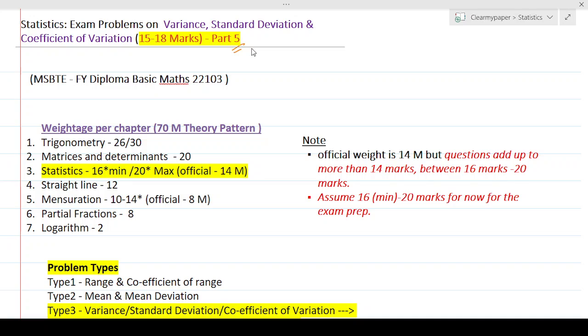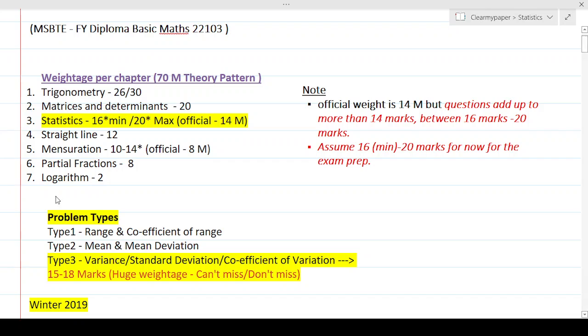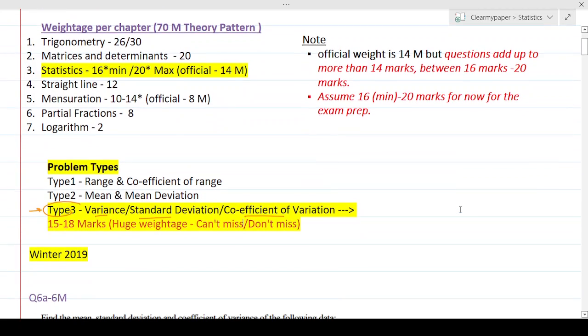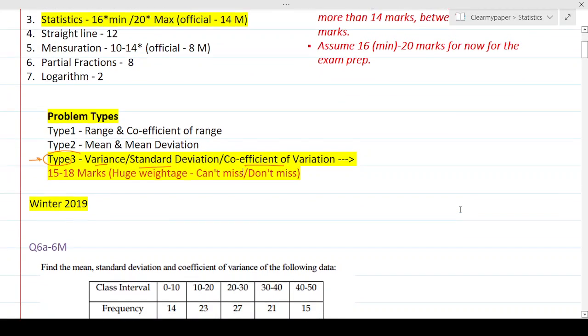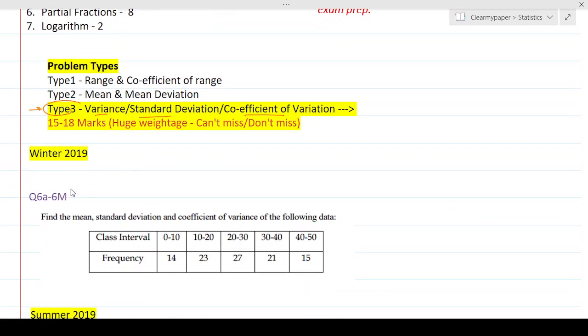And we are trying to solve the exam problems on this topic. Like I said, we are focusing on type 3 for the last few parts, which includes variance, standard deviation, and coefficient of variation. And within that, one of the variations that we are about to tackle, which usually comes for 6 marks, is how to calculate the standard deviation and hence the CV for group data.